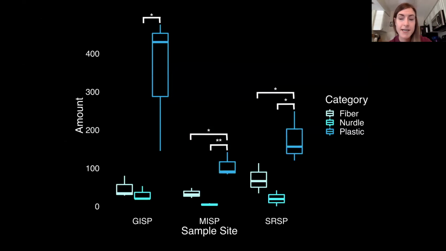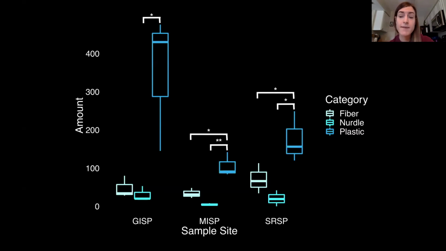So when we look at the data and we compare our summer and fall samples at all 3 of our state park sites, we found that there were consistently more plastics than nurdles at all 3 of our sample sites. And you can see that between our dark blue and our lightest blue color here on the box and whisker plot. And then when it comes to the difference between plastics and fibers, we found that there was a significant difference between Mustang Island State Park and Sea Rim State Park.